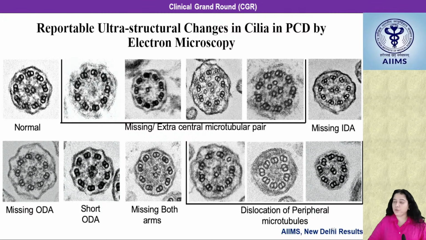The first image shows you the normal cilia. The other 2 images show the missing central microtubular flare along with the extra central microtubular flare, missing IDA, missing ODA, short ODA, missing both arms, as well as the dislocation of peripheral microtubules. To achieve these results, there are certain problems associated with the technique that we have used.